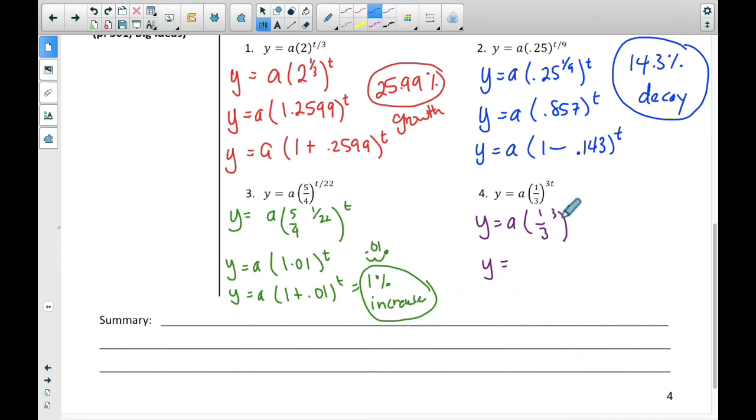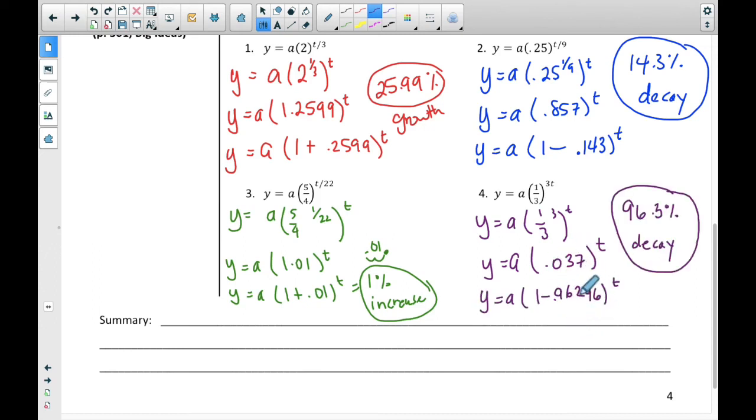I'm going to rewrite it. I'm going to have my 3 on the inside and my t on the outside. This time it's not a fraction, but it's still in a position where I want to get that t all by itself. And so that's why I'm going ahead and splitting it out so that my t is by itself. I'm going to put 1/3 to the third power into my calculator. And when I put in 1/3 to the third, I get 0.037. Is that a 1 plus or a 1 minus? That's going to be a 1 minus. So we're going to take 1 minus this to find out our rate. When you take 1 minus this, you get 0.96296. And then move that decimal over 2 places, we get 96.3% decay.